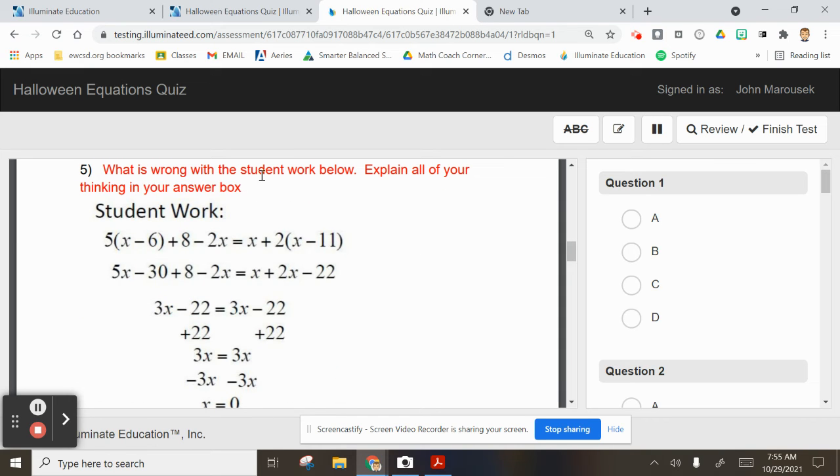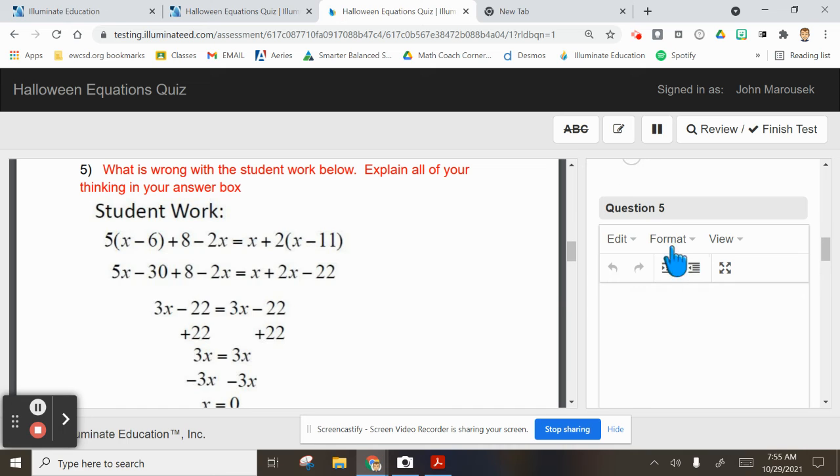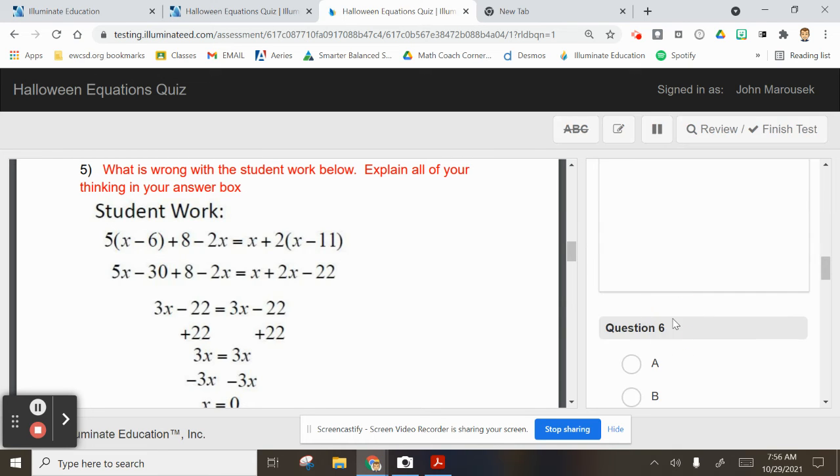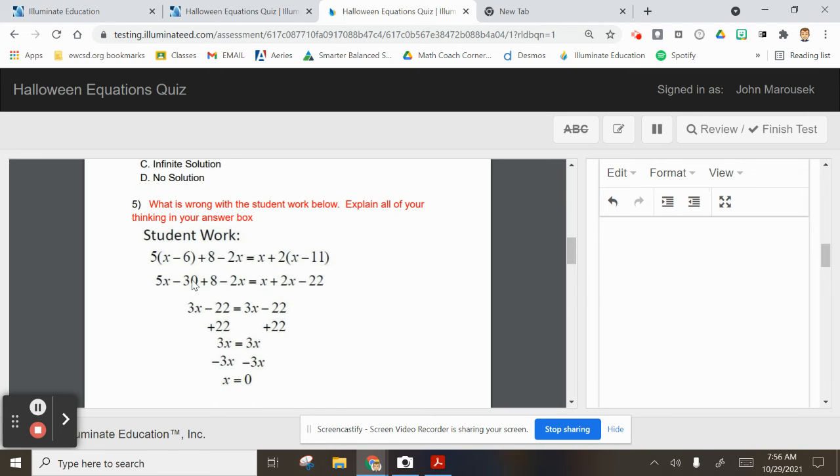What is wrong with the student work below? Explain all of your thinking in your answer box. What is wrong with the answer below? So look what I've given you. Question 5. You have to type in here, okay? Let's see. I think my formatting is a little slower, but yeah, you can type in that box whatever you need to. When you're looking at this, there's a mistake in this work. So you have to look through all the work. And what I would do, honestly, is I would write the question out and maybe solve it, or just start solving it in my head.